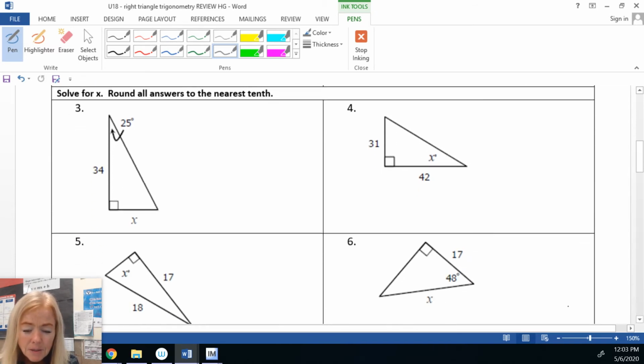All right. Next one, solve for x. Round all answers to the nearest tenth. So we solve for x.